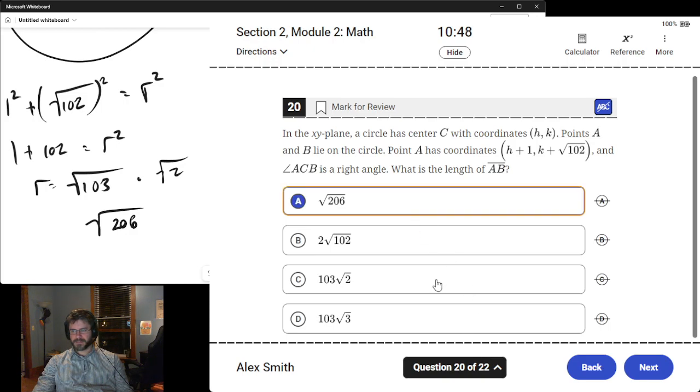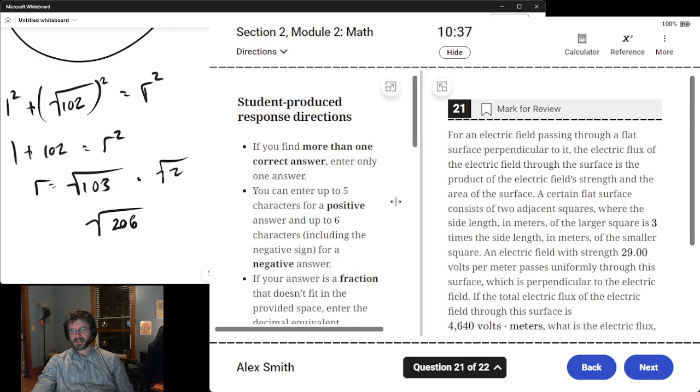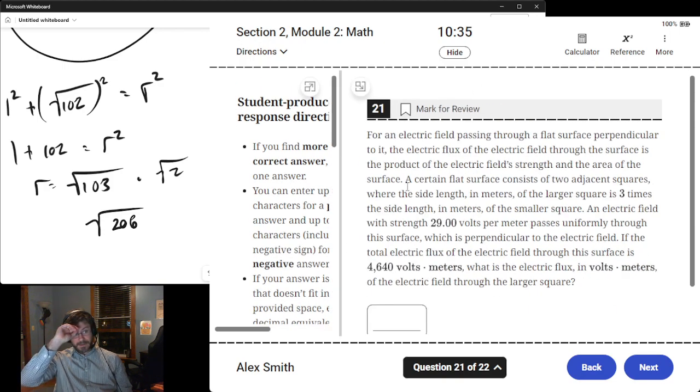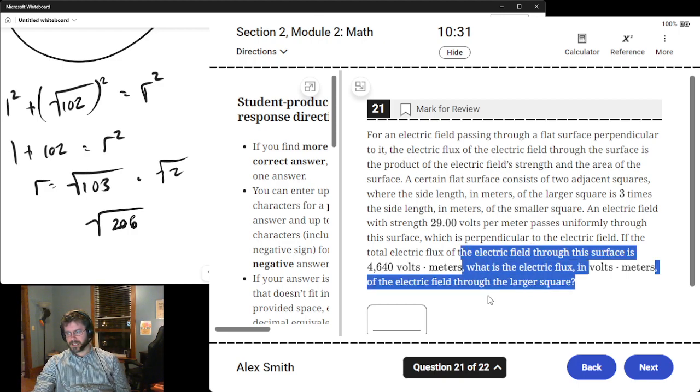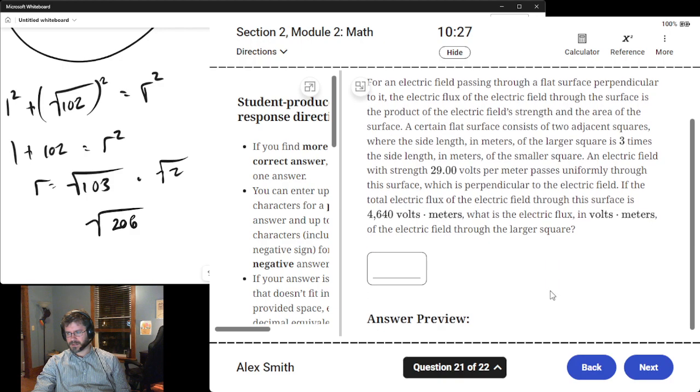Yeah, okay, that's actually an answer. Huh. I don't know about that. I'm going to come back to that one and see if they have any recommendations on how to solve that better. I doubt it. Okay, we got a big old word problem here. Jump to the end. What is the flux, in volts times meters, of the electric field through the larger square?